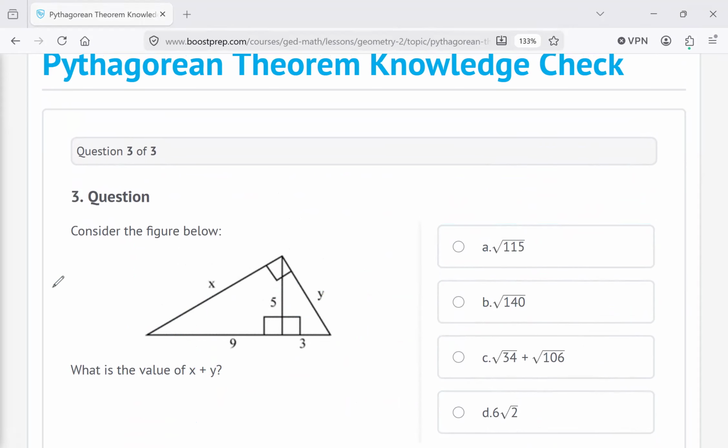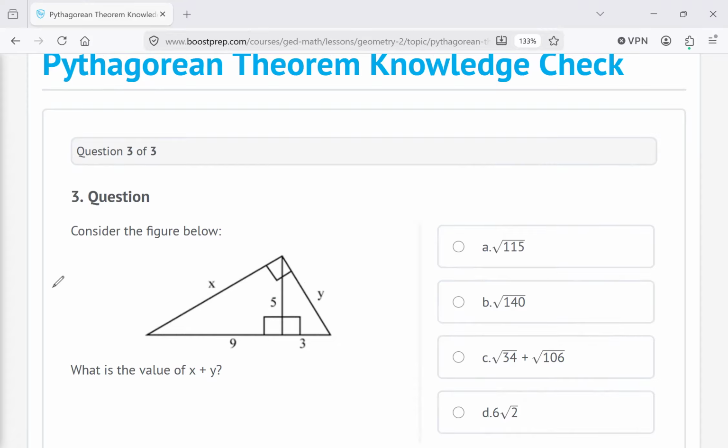Okay, question 3. Here we have a triangle, or two triangles, or actually three triangles if you really see it. What is the value of x plus y? So we have to figure out the length of x and the length of y. Do you see two triangles? Let's call this triangle 1 and this triangle 2, right?